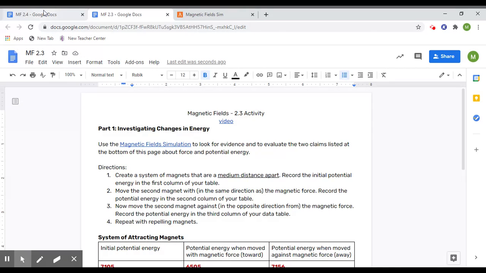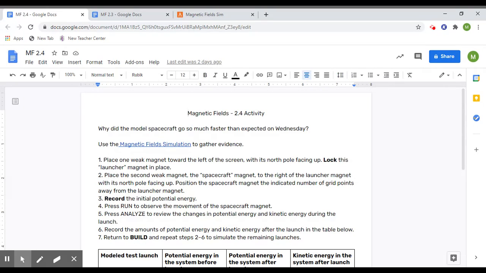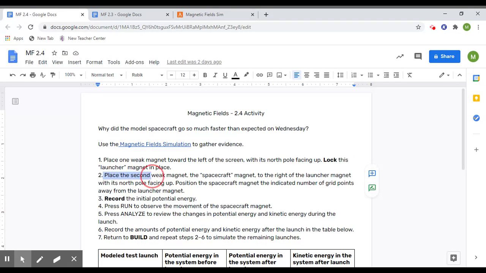Now getting into 2.4. We will also need to use the simulation. This part, we're going to use a new feature. We're going to use the lock feature. So we're going to place one weak magnet toward the left of the screen with the north pole facing up, and we're going to lock this in place. So I have my weak magnet here, and I'm going to lock it in place, just like that. Next, place a second weak magnet, that's going to represent the spacecraft, to the right of the launcher magnet with the north pole facing up. So both will have north pole facing up.